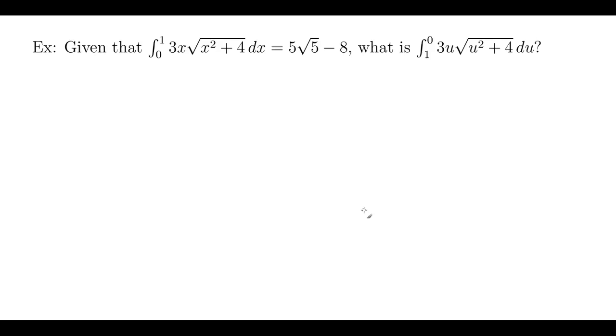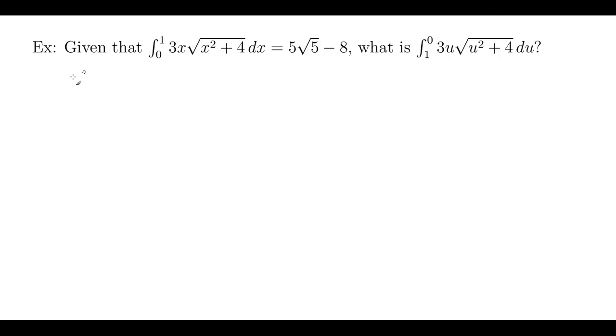Now let's run through a few quick examples of applying the various properties of definite integrals. You might find it useful to pull up that page from the ebook or from your notes if you have copied them down so that you can reference them as we go. Let's start with this one that asks us, given that this integral is equal to 5 radical 5 minus 8, what is the value of this integral?